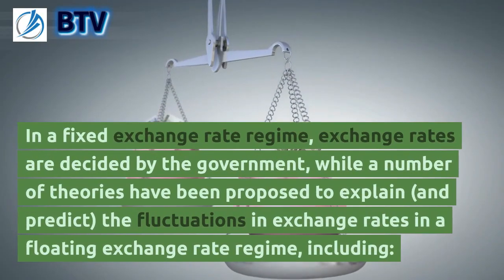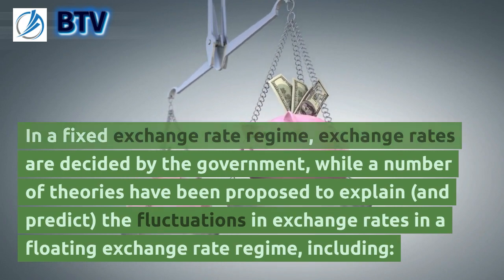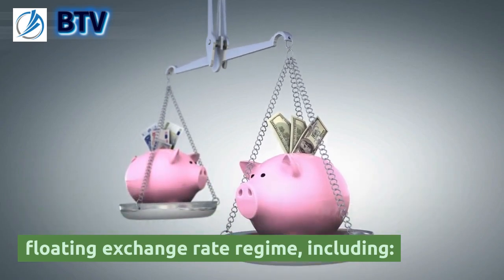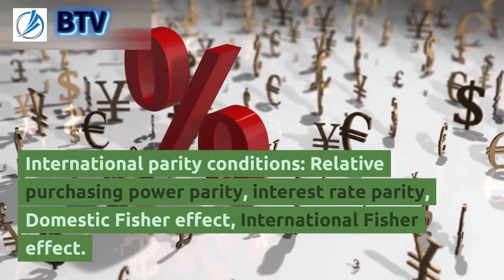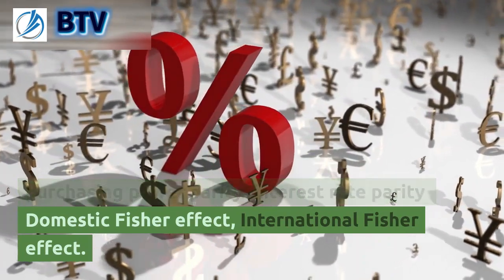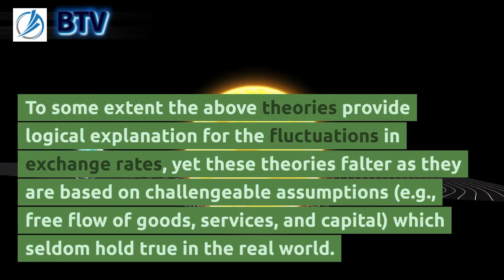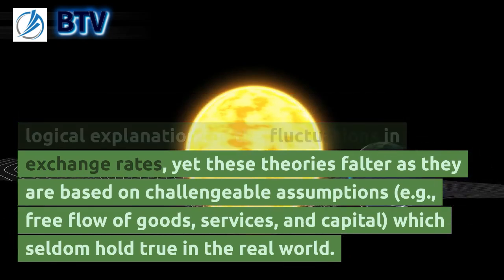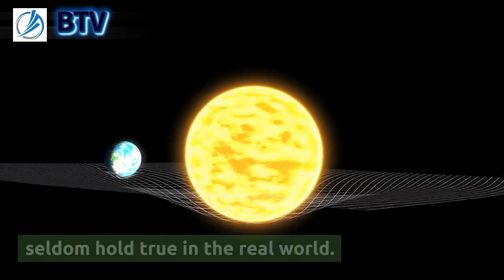In a fixed exchange rate regime, exchange rates are decided by the government, while a number of theories have been proposed to explain and predict the fluctuations in exchange rates in a floating exchange rate regime, including international parity conditions, relative purchasing power parity, interest rate parity, domestic Fisher effect, international Fisher effect. To some extent, the above theories provide logical explanation for the fluctuations in exchange rates. Yet these theories falter as they are based on challengeable assumptions, e.g., free flow of goods, services, and capital, which seldom hold true in the real world.